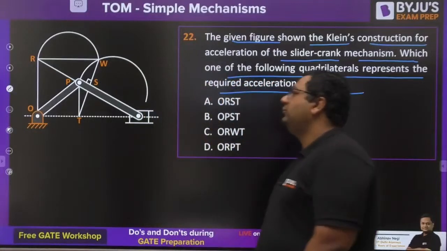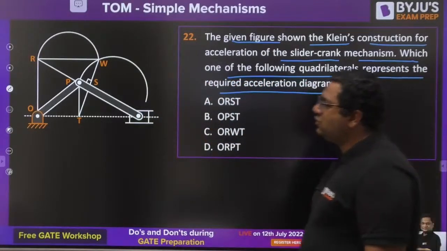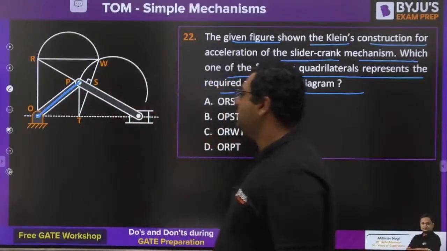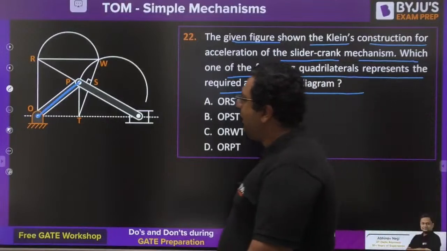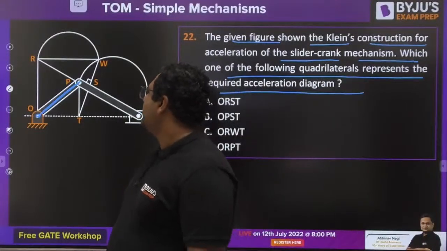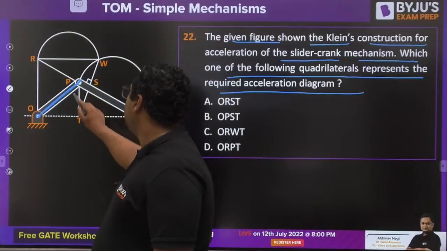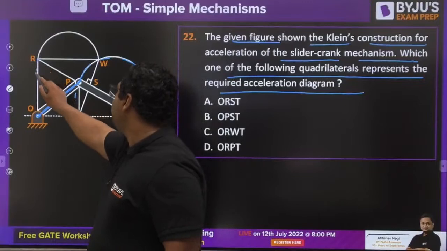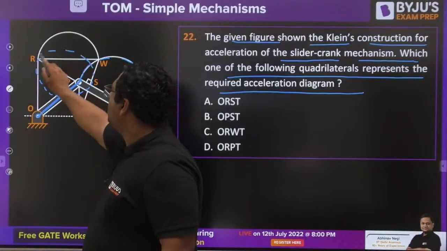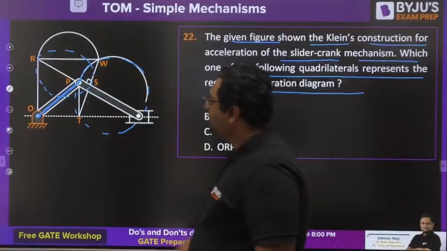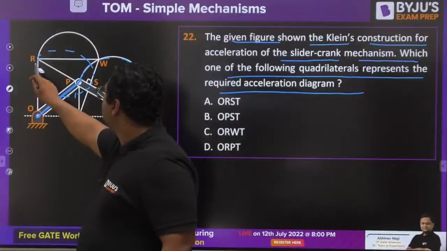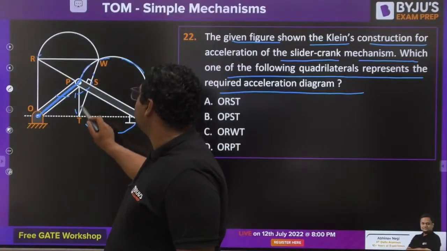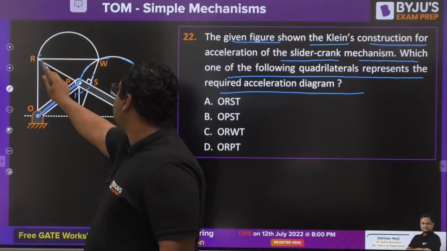Dear, first of all, this is crank. One circle will be coming like this. The other circle will be coming like this. The second circle will be going like this, taking this as radius.